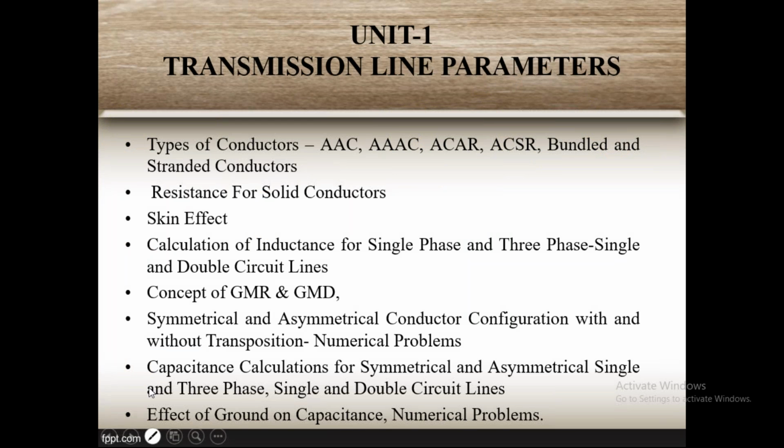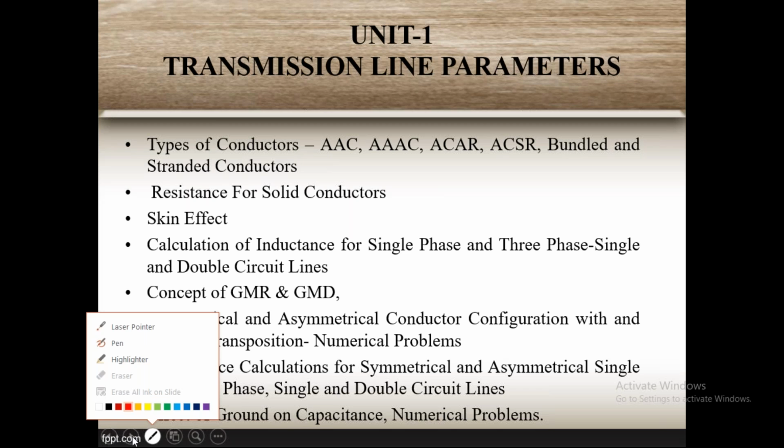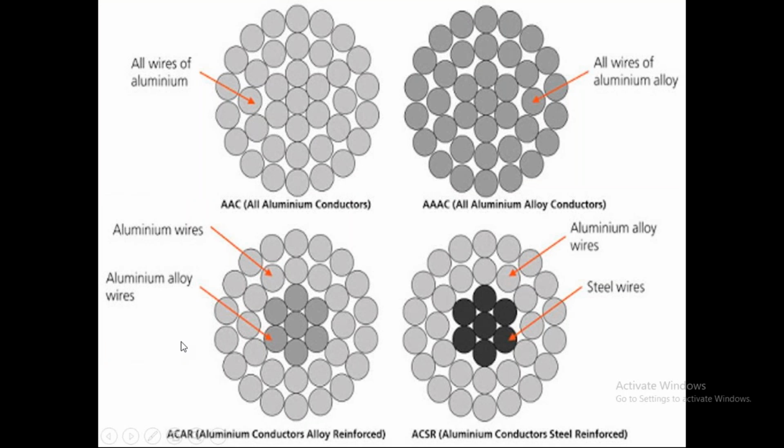Now you have an idea about the topics, so let me show you how the transmission lines look. Let me see that. I already said that we use different types of conductors in transmission lines. These are the conductors and their structures. The first one is the all aluminum conductor. This is the structure of it.